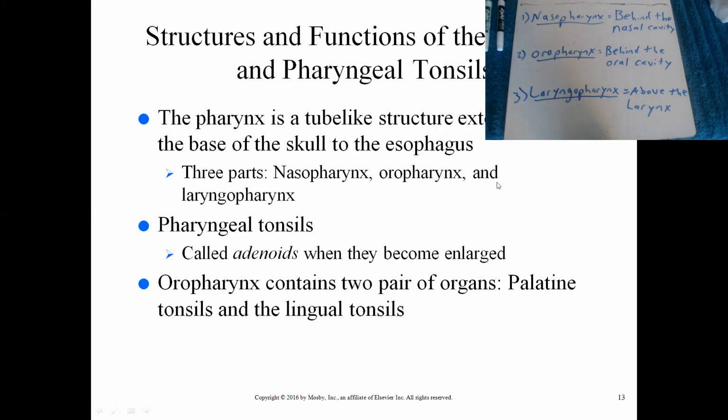And so there are the pharyngeal tonsils. Pharyngeal are in the nasopharynx. And then, as it says on the slide, the oropharynx has both the palatine and the lingual tonsils. Laryngopharynx does not have any tonsils. And anatomically, that's really all there is to the pharynx. It's pretty boring, not much to it.